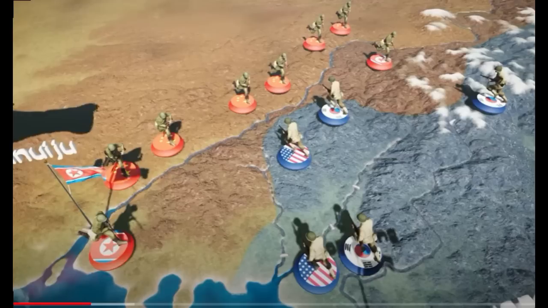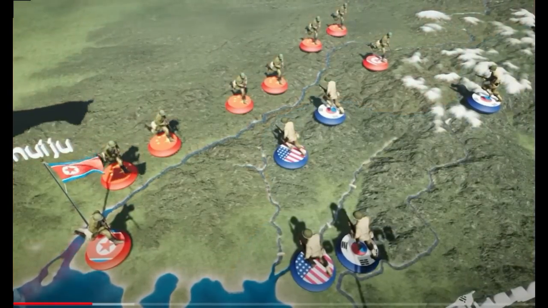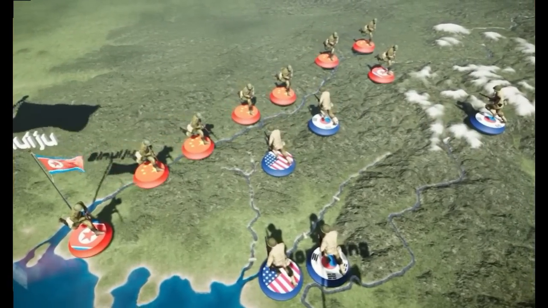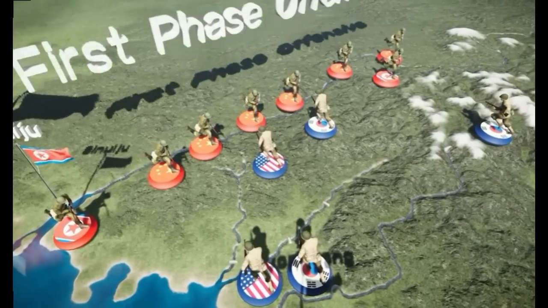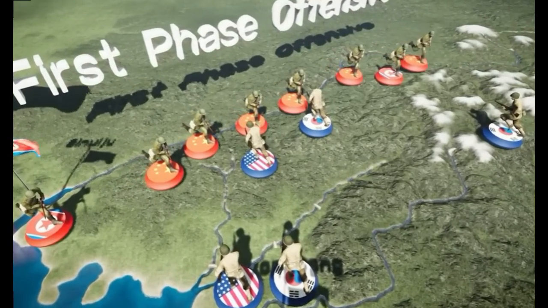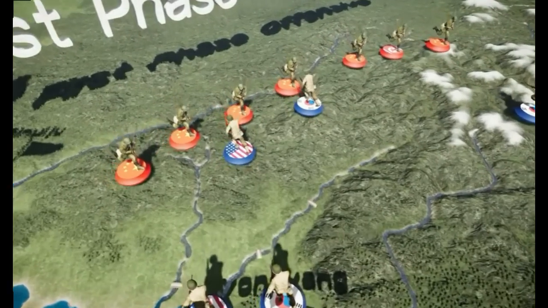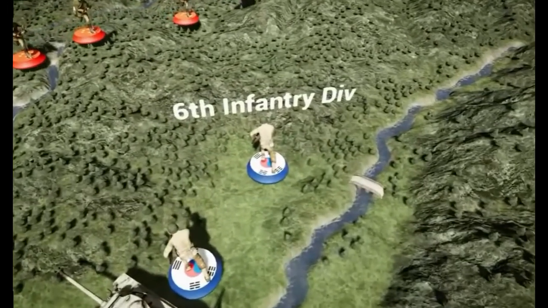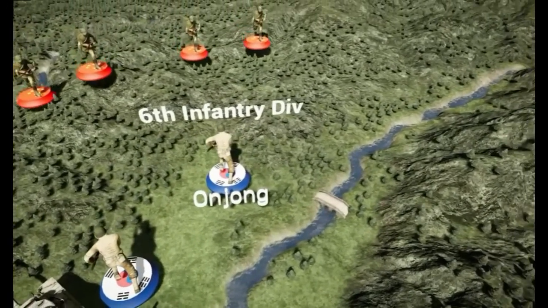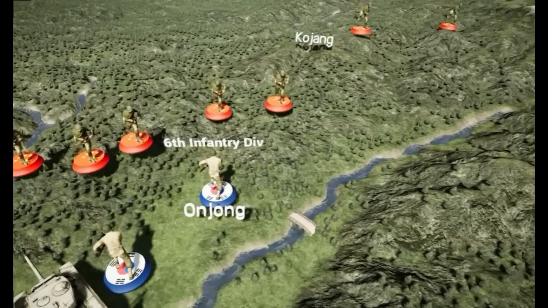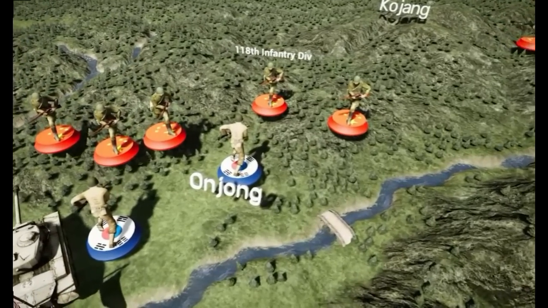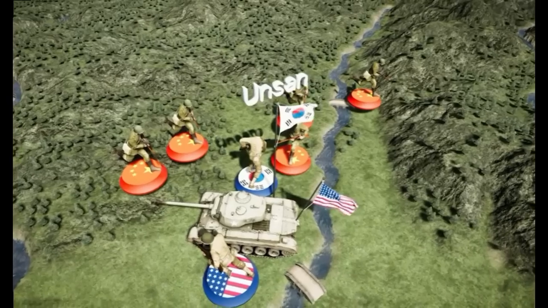This was national pride. So during the war, the Chinese basically sneaked up on South Korean positions as well as American positions, and it was a first phase offensive, very much a surprise attack. They destroyed all of the 6th Infantry Division of South Korea. They killed a lot of South Korean soldiers at the time.